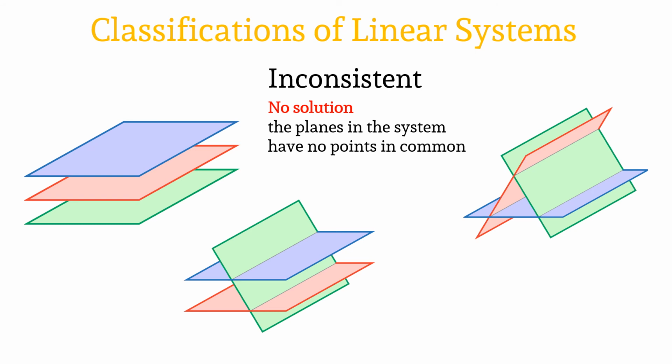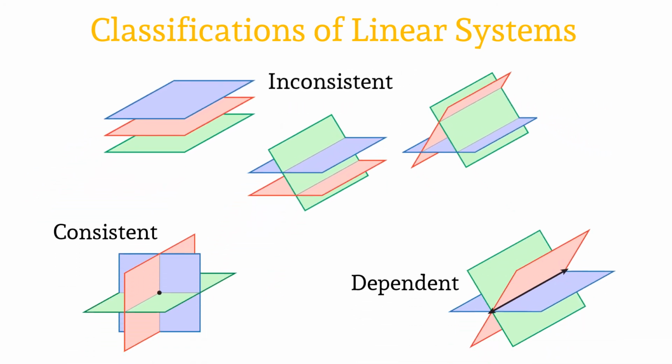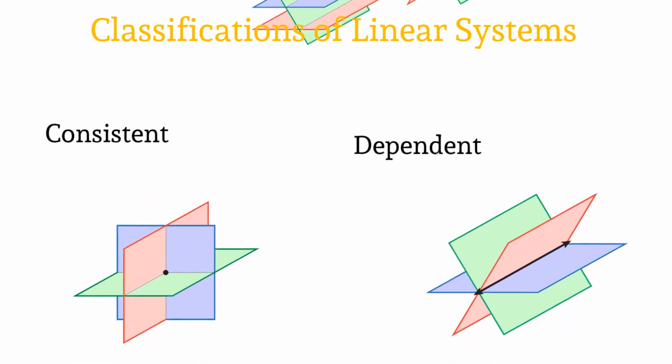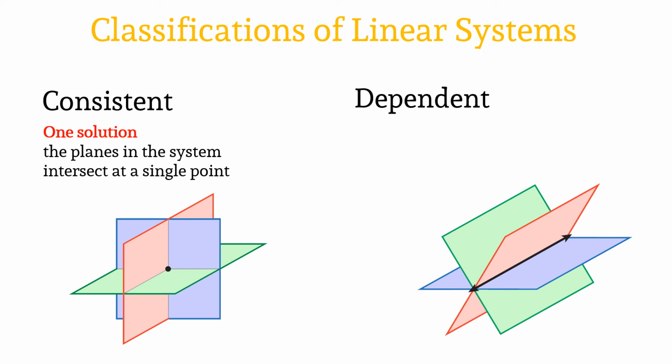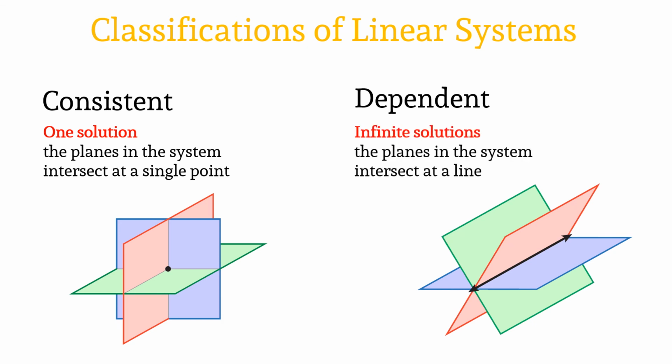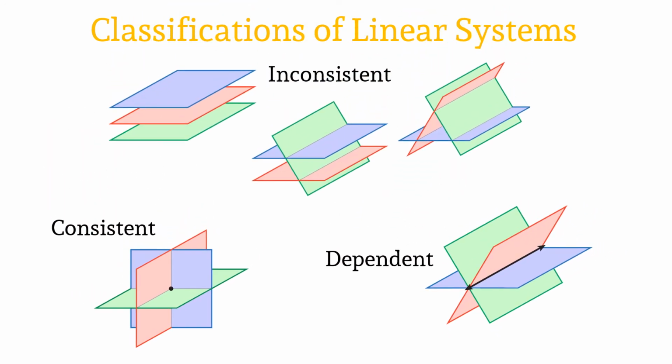A consistent system has 3 planes that all intersect at a point. This means the system will have a single solution, and that is the point of intersection. A dependent system has 3 planes that all intersect at a line. This means the system will have an infinite number of solutions. Specifically, every point on the line of intersection will be a solution to the system. So that wraps up our quick introduction of systems of equations with 3 variables and 3 equations.